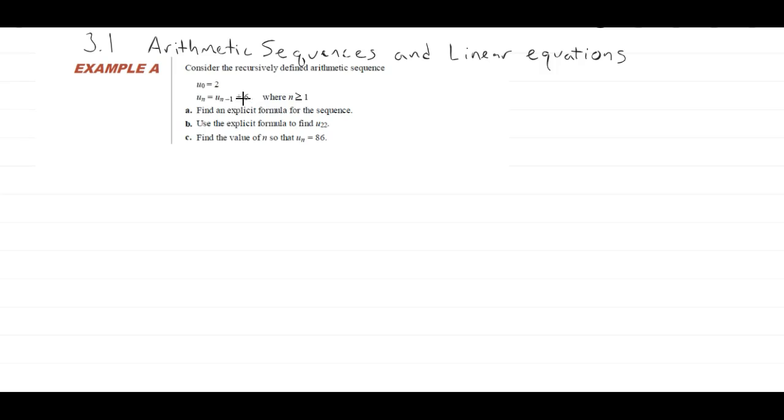Alright, so you have seen this before. We've started this in a previous chapter. And so you should be familiar with what this is and how to generate the next several terms in the sequence. But now what we're going to try and do is connect what we've done before in Algebra 2, arithmetic sequences, with things we've done in Algebra 1, which are linear equations.